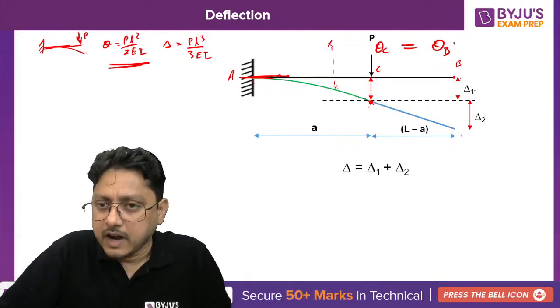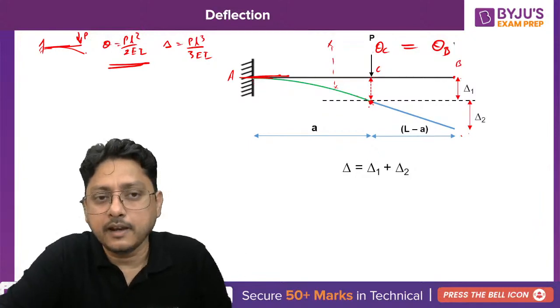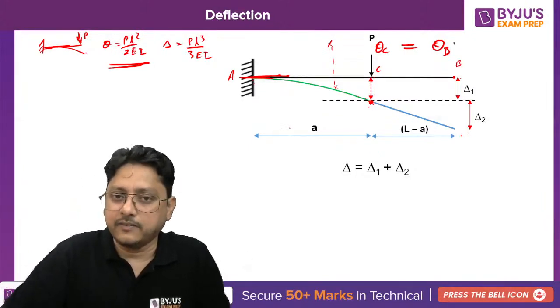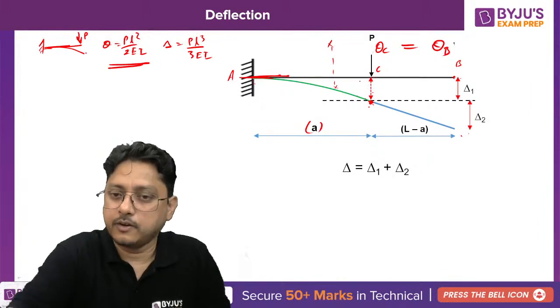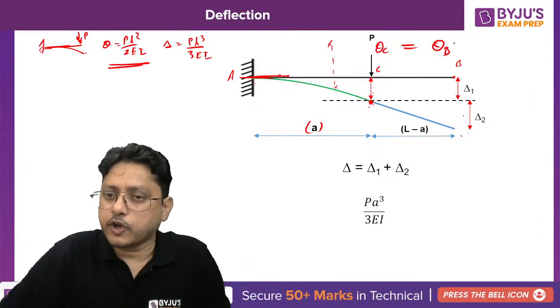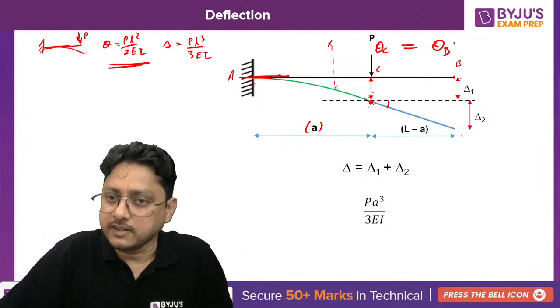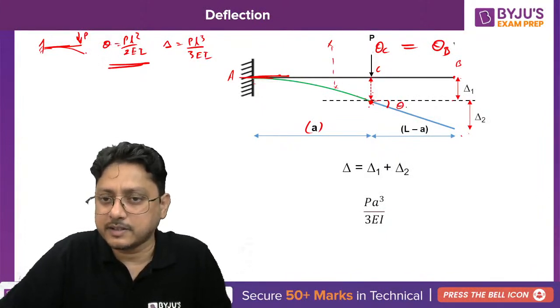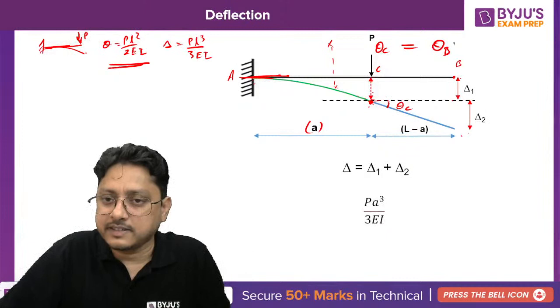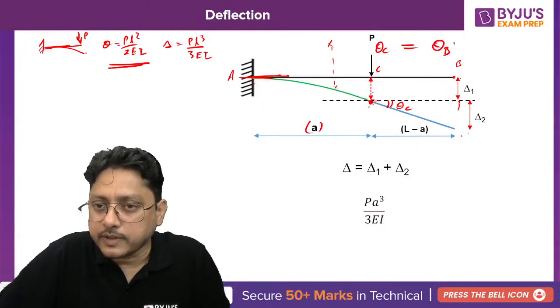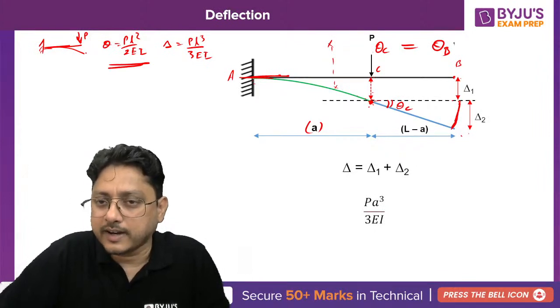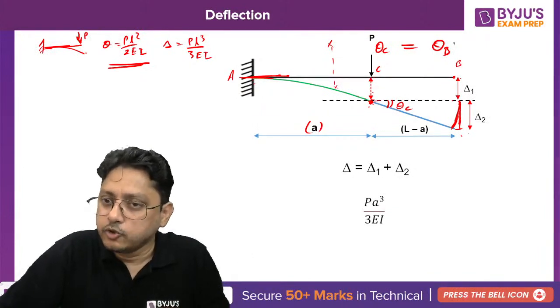Now, delta 1 you can calculate, which is nothing but PL cube by 3EI, and here the L will be the length of the beam, which is A. That's fine. But how can you calculate delta 2? As you can see, this portion was straight and it has been rotated by some amount. What is the rotation? Whatever the theta you have here, that is nothing but theta at C. Actually the rotation is kind of an arc, but for small deformation, for small deflection, one can consider the arc length and the vertical one to be the same.